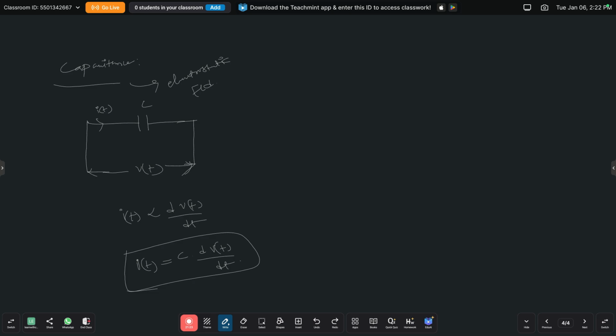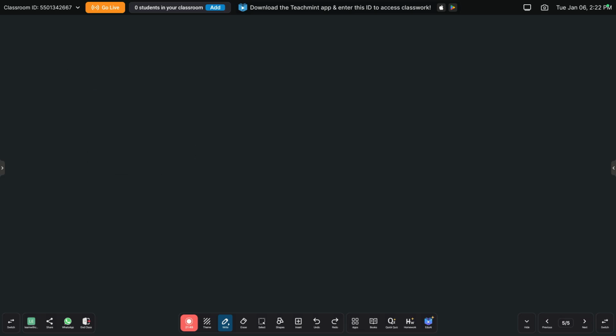Here capacitance C, the current flowing is also i(t), and the voltage across the capacitance is v(t). In a capacitance the energy is stored in the form of an electrostatic field. The current through the capacitance i(t) is proportional to dv(t)/dt, and by removing the proportionality we get a constant, i(t) equals C into dv(t)/dt. So these are the basic circuit elements.